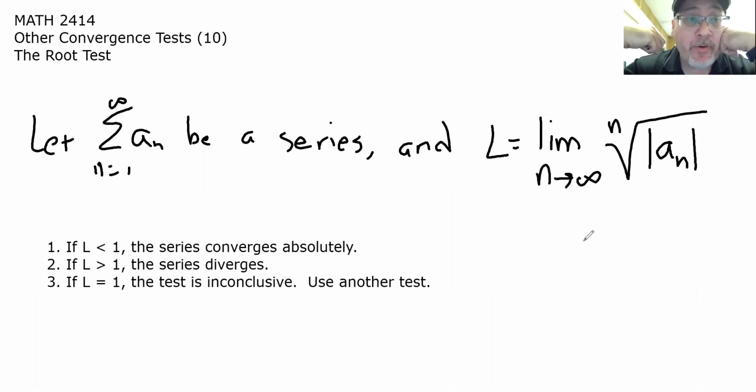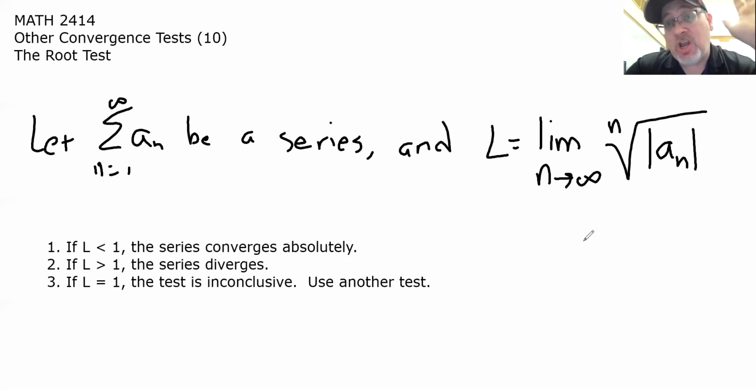Let the sum from n equals 1 to infinity of a_n be a series, and L equal the limit as n approaches infinity of the nth root of the absolute value of a_n. Then the same conclusions as before. If the limit is less than 1, then the series is absolutely convergent. If L is greater than 1, then the series is divergent. And if L equals 1, then the test is inconclusive and you use another test. The only difference between the setup here is you're not taking a ratio of consecutive terms. You're taking the current term, sticking an absolute value on it, and putting the nth root over it.